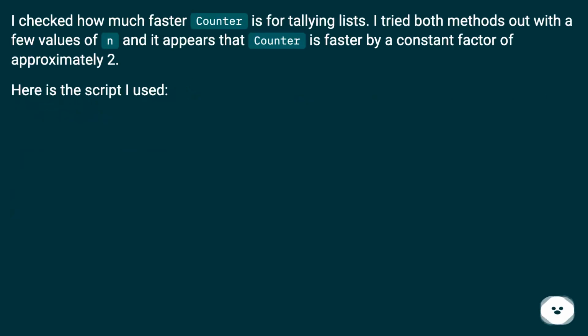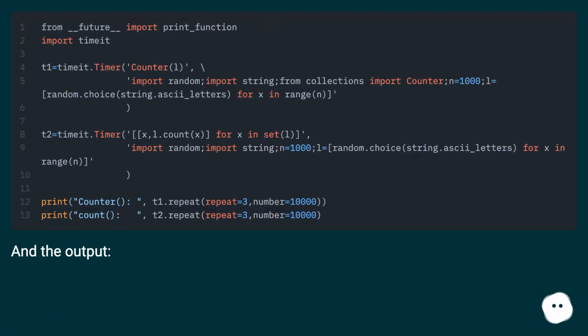I checked how much faster Counter is for tallying lists. I tried both methods out with a few values of n, and it appears that Counter is faster by a constant factor of approximately 2. Here is the script I used. And their output.